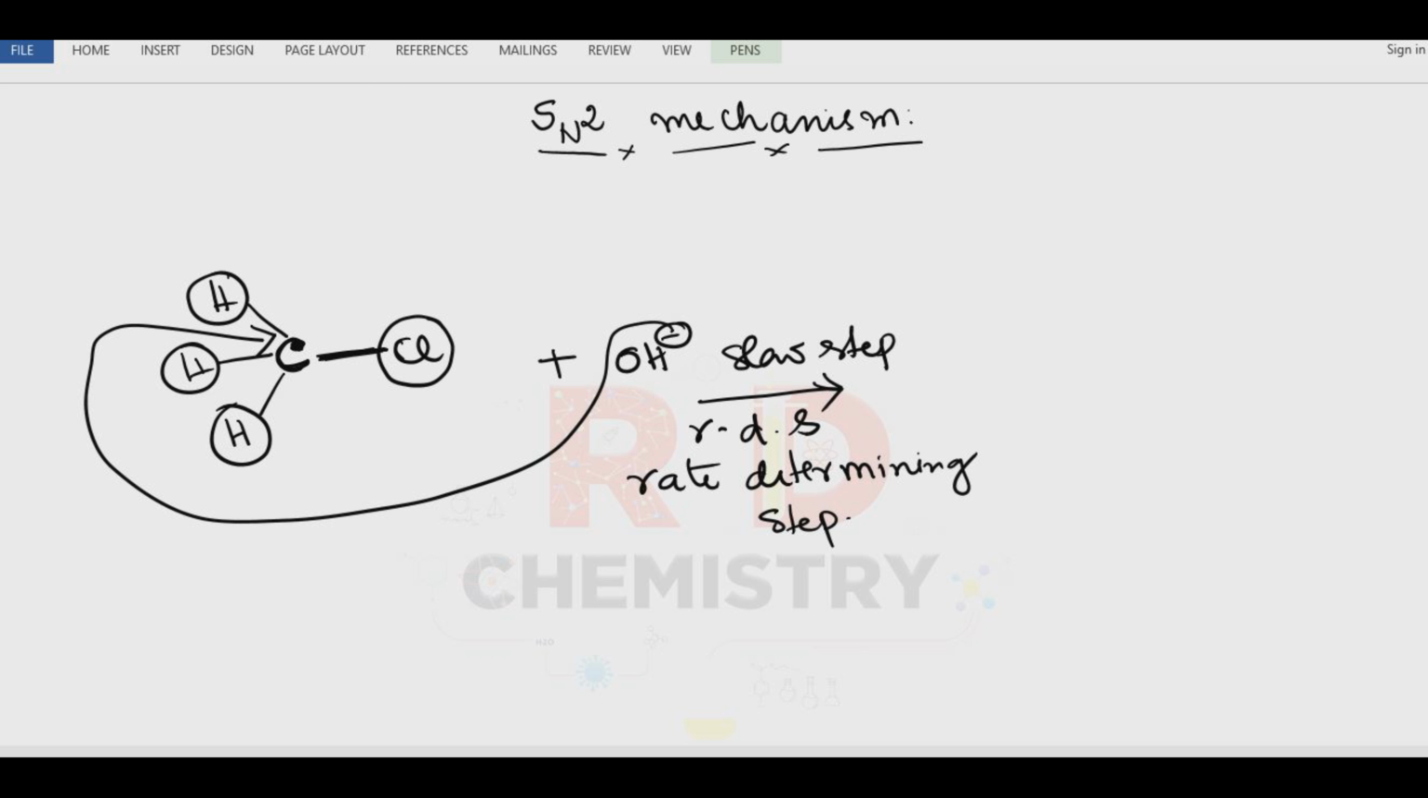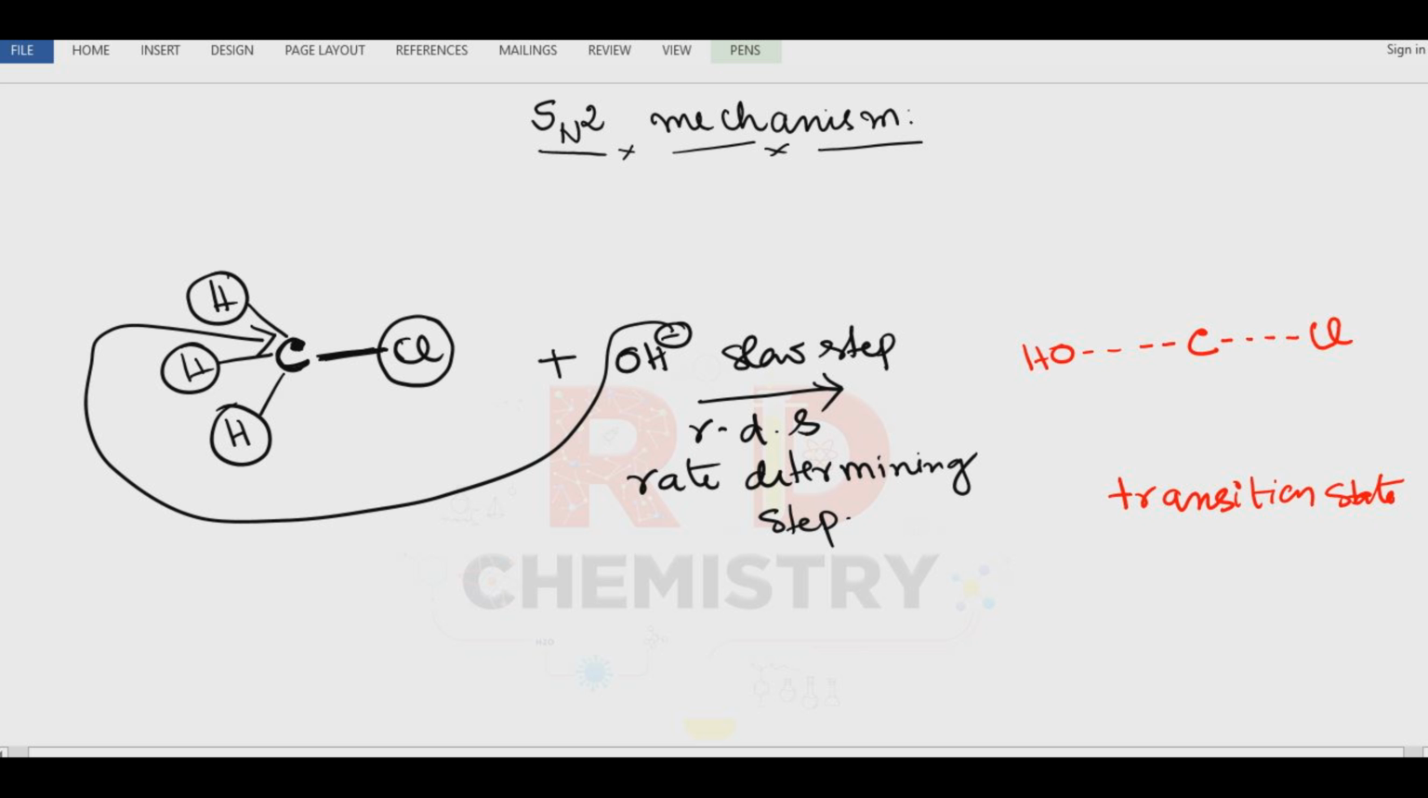Now, in this case, there is a transition state form. There is an intermediate form. What is transition state? That means carbon is attached to the chlorine. The carbon-chlorine bond will break slowly, so I'll write dotted lines. Partial bond breaking. Also, a new bond is formed between carbon and the hydroxide group, OH group. Correct? So, dotted lines represent partial bond making and partial bond breaking.